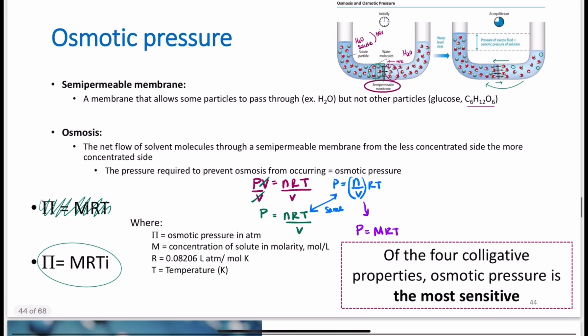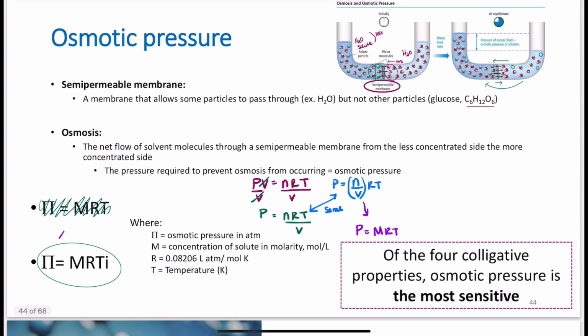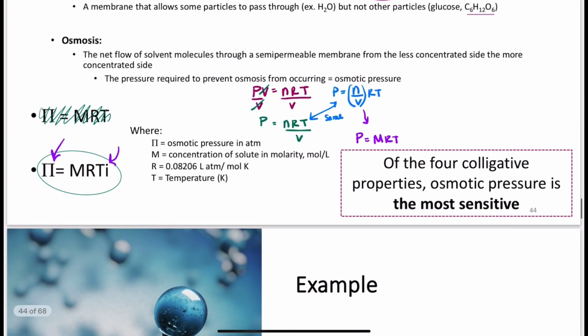The only difference in the actual equation is we have changed P to be pi, and we include your Van't Hoff factor. But it is just your ideal gas law, just rearranged. Of the 4 colligative properties, osmotic pressure is the most sensitive of the different properties. So let's go ahead and work an example.